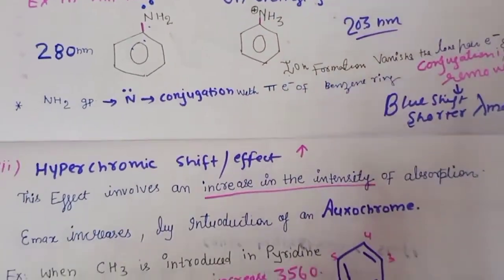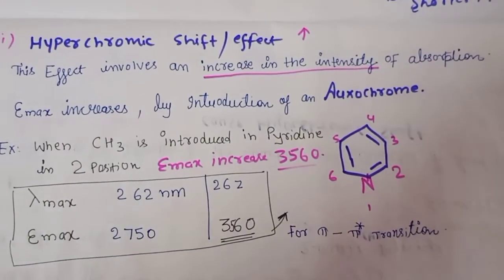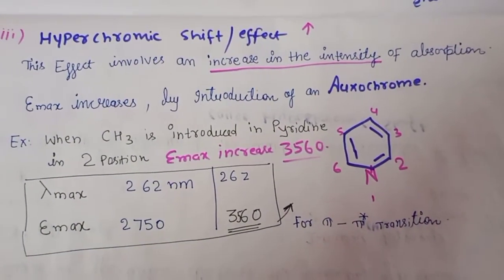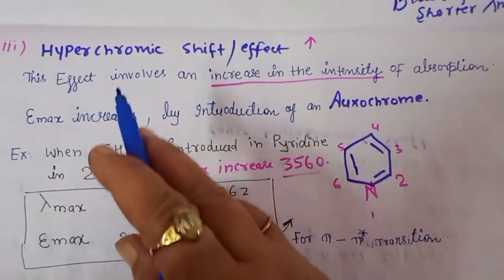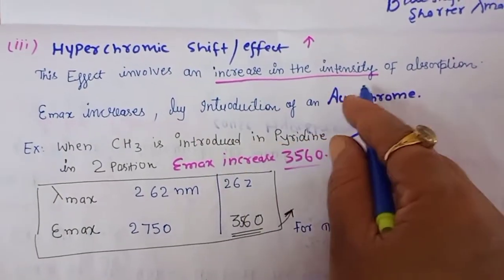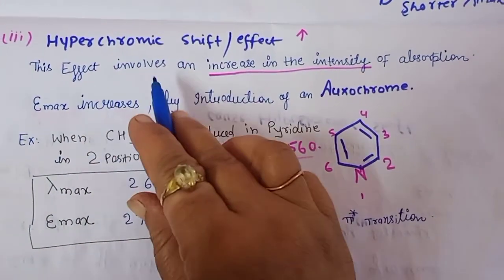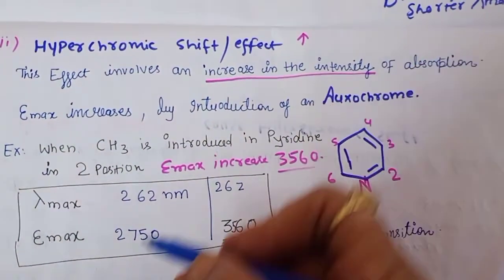Next is our hyperchromic shift. So in the UV spectrum, only two things you have to remember. One is lambda max value and Emax value. So for the hyperchromic shift, this will increase the intensity of absorption. So this effect involves an increase in the intensity of absorption, means the value of our Emax will increase.